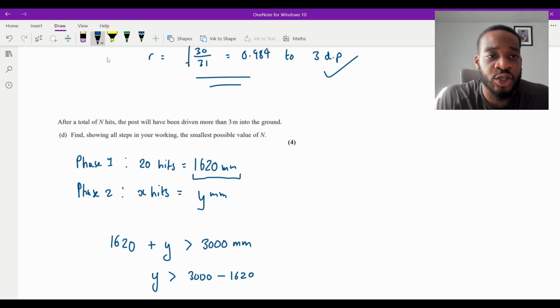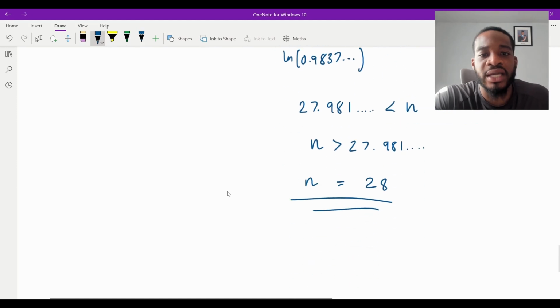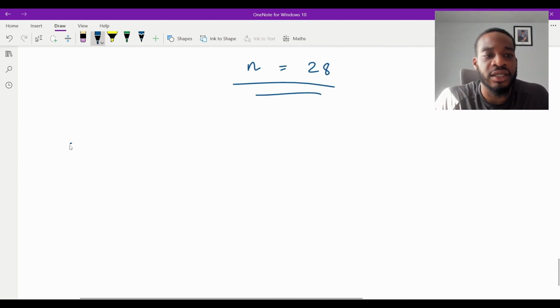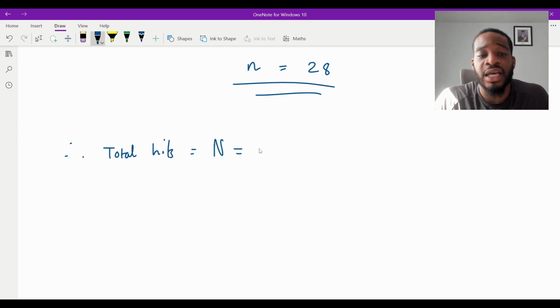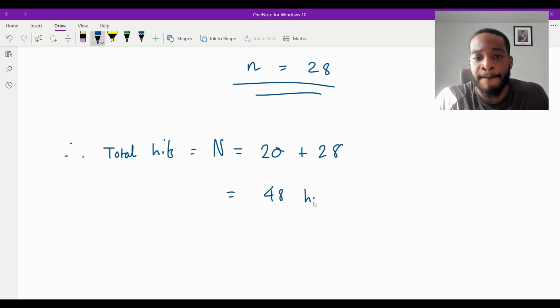Now we figured out that the total hits in phase 2 is 28, didn't we? So what I'm going to say is that the total hits, which is equal to capital N, is going to equal the number of hits in phase one, which was 20, plus the number of hits in phase two, which you've calculated to be 28, which is going to be 48 hits.